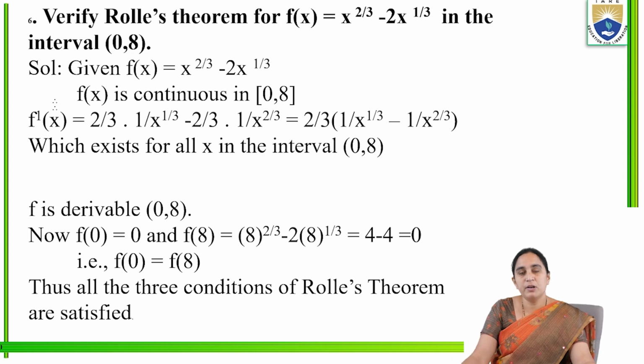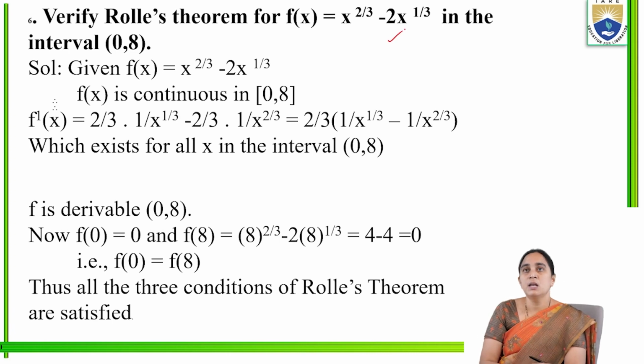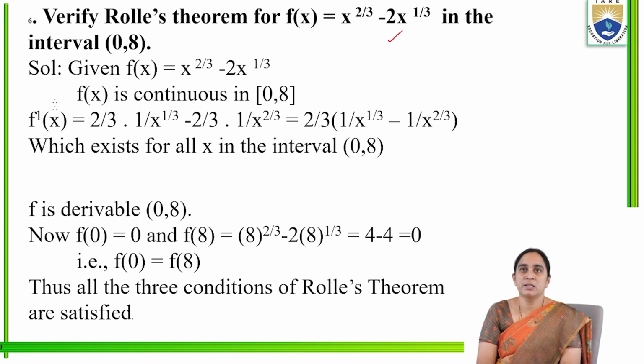Next, verify Rolle's theorem for the function f of x is equal to x^(2/3) − 2x^(1/3) in the interval 0 comma 8. Observe the given function, f of x is equal to x^(2/3) − 2x^(1/3). Is it one polynomial form? Right, it is also one polynomial form. We have to verify Rolle's theorem between the interval 0 comma 8.